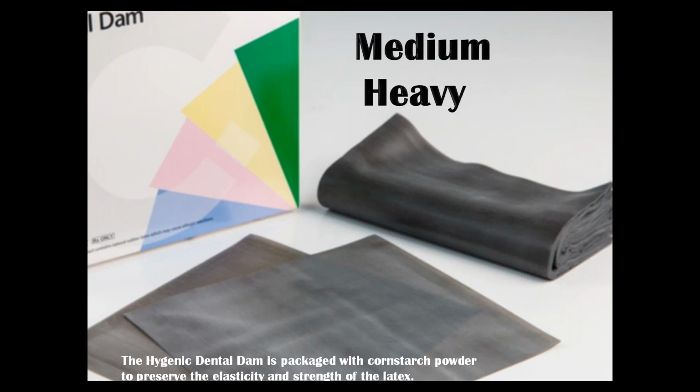Now, whenever you open a pack of rubber dam sheet, there is one thing which you will see, that the sheets are powdered. It is actually cornstarch powder, which is used in between the sheets to preserve the elasticity and strength of the latex dams. Now, what happens is, if you do not have this powder, the sheets would stick to each other, and the natural rubber latex sheets are highly prone to aging and temperature changes.